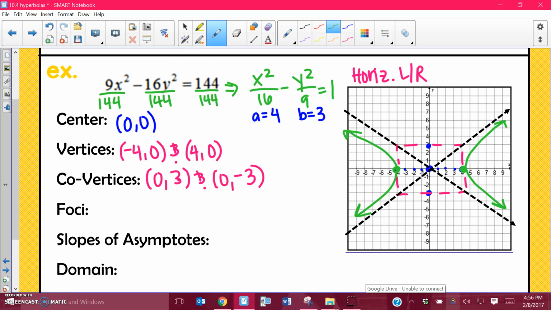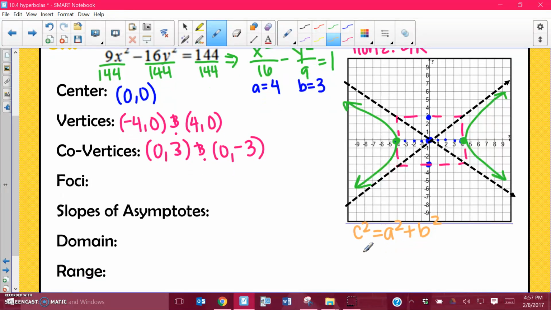So at this point, I can answer a lot more questions about this graph because now I know exactly where my foci should be based on how my graph is opening. So in order for me to find my foci, I have to use that formula c squared equals a squared plus b squared to find the focal length. So c squared equals 16 plus 9, so that's 25. So c squared is 25, so I know that my focal length is just 5.